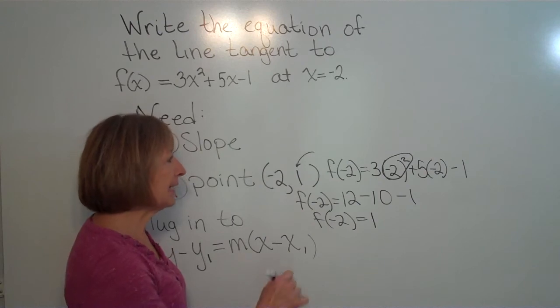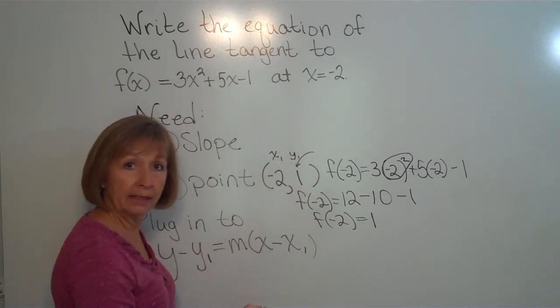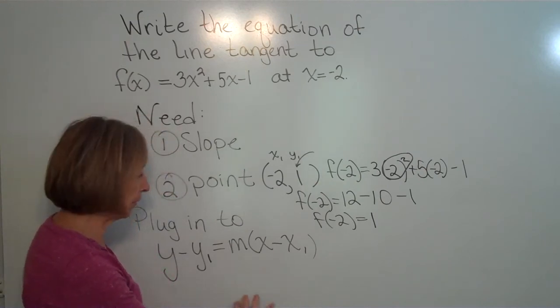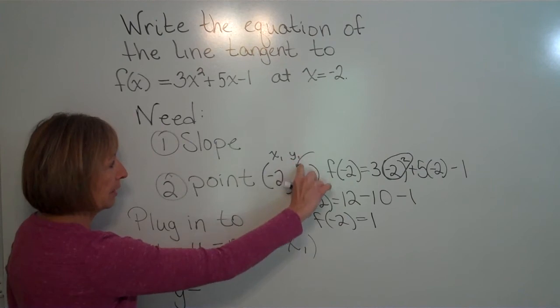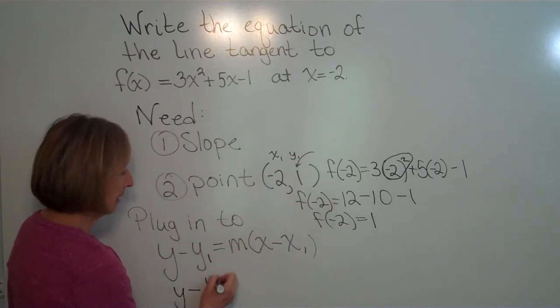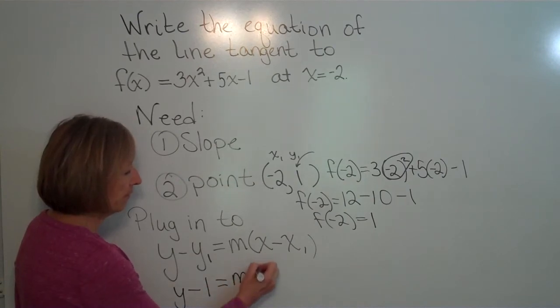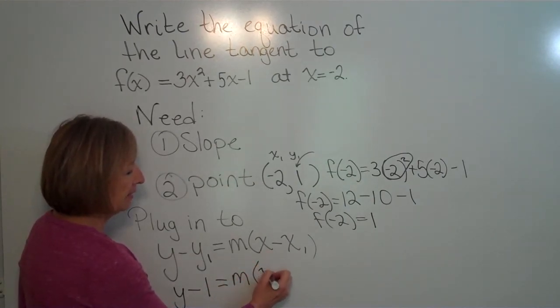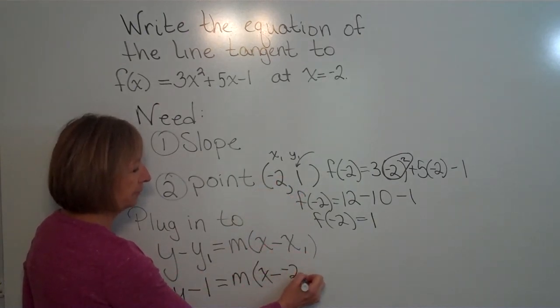And so I can already get started. This is your x sub 1 and this is your y sub 1 in my point slope form. So already I have y minus the y coordinate of my point, 1, is equal to, and then we're going to have our slope value in a minute, and then times x minus the x coordinate of my point, which is negative 2.